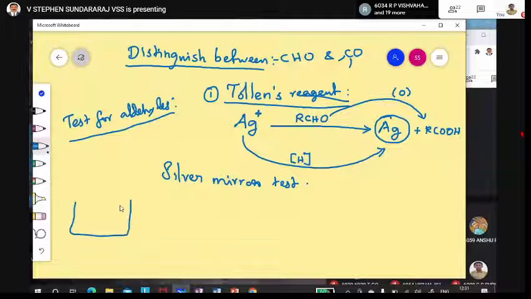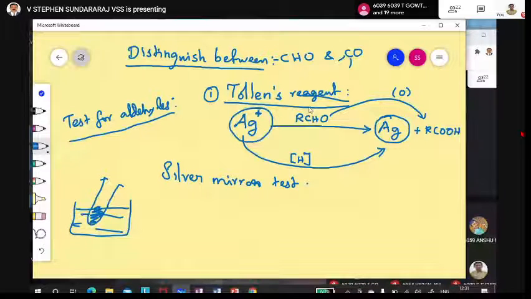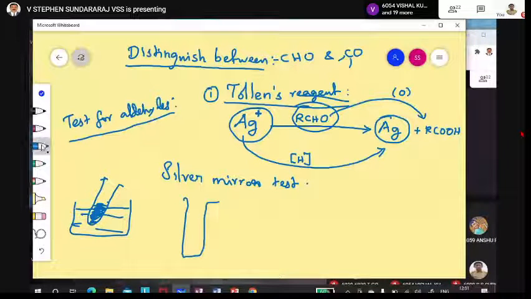Hot water will be there, and the boiling tube or test tube will be kept inside this. Inside that, the ammoniacal silver Tollens reagent is there. An aldehyde will be added. It's a test for aldehyde. In the heat, after some time you take this out. I'll choose some other green color. See, inside this, the silver deposit will be there.